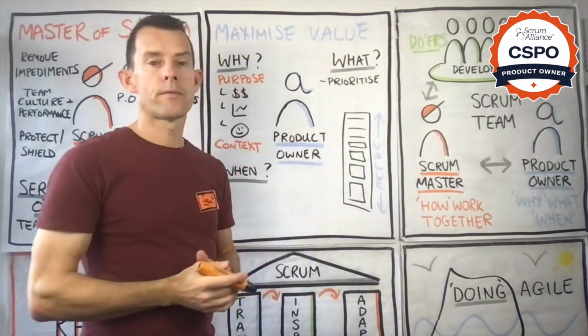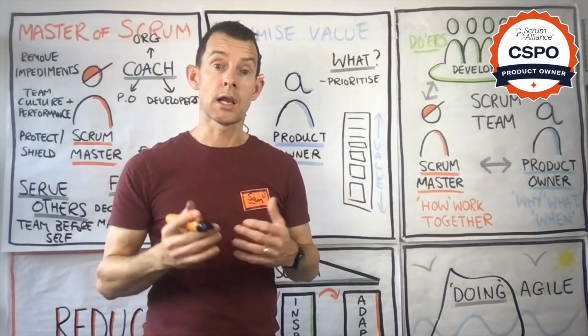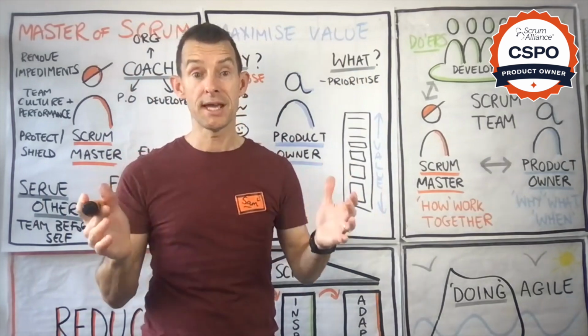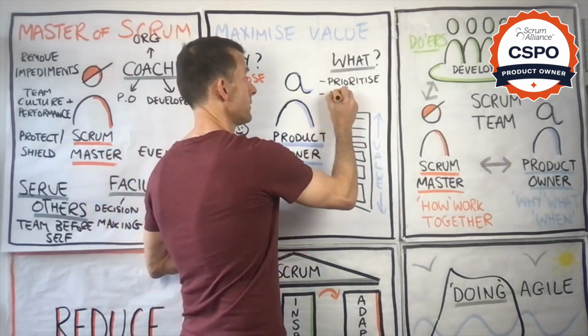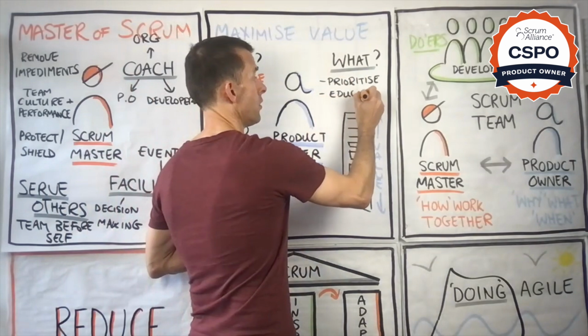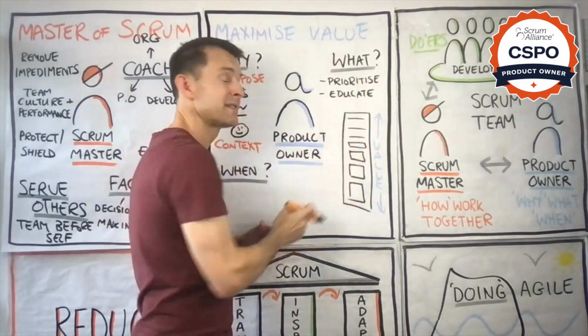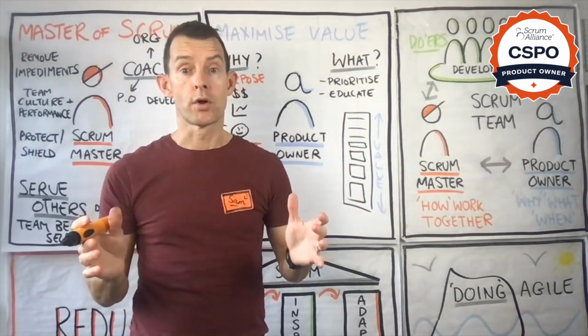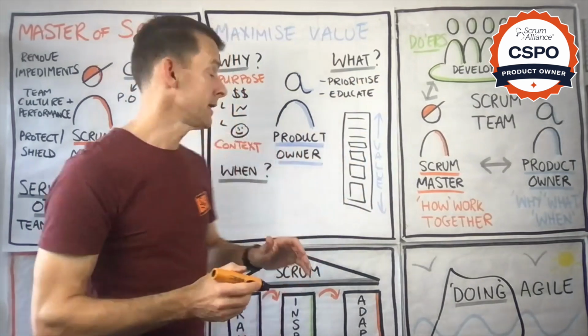The other part of the what that you need to do is to clarify for the developers some of these items and to educate them. So clarify, but also educate them on some of the detail within the product backlog items. That's the what. Third thing is the when.